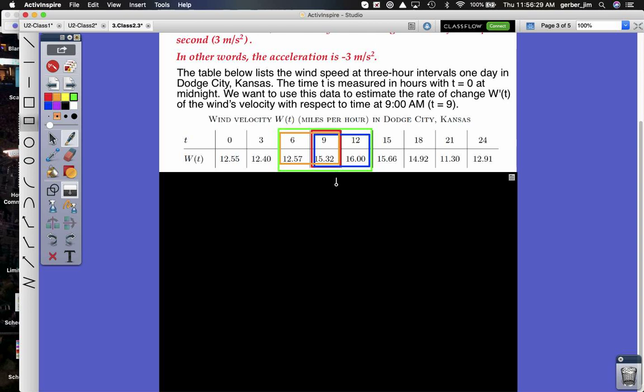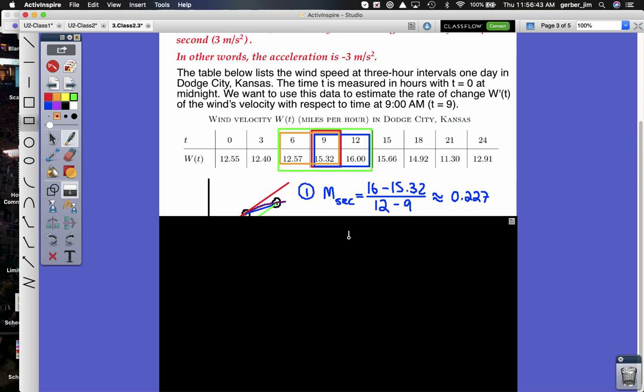Now, all 3 of those are average rates of change, which we're going to use to estimate the instantaneous rate of change at 9. Which one is right? Well, actually on the AP exam, we would accept all of those. So if we look at the first one in blue, we've got 16 minus 15.32 divided by the run, which is 12 minus 9, and that comes out to 0.227 miles per hour per hour.